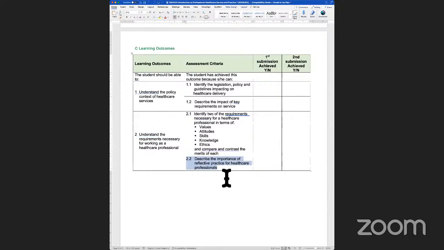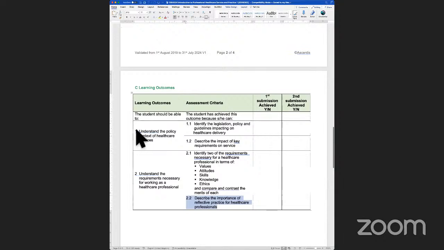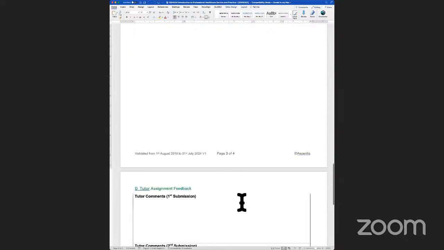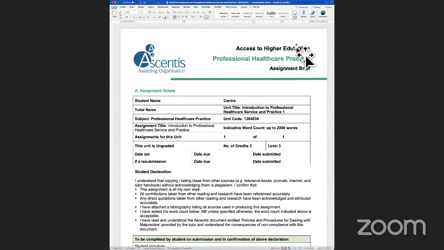And in the last part, we are going to do the third session. So today and tomorrow, we are going to be focused on covering learning outcome 1 today and learning outcome 2 tomorrow. And then next week, we'll be doing the assignment discussion to understand how we need to do the assignment for this particular unit. So this gives you a bit of an introduction to what this unit will entail, which is introduction to professional healthcare service and practice. And we will now get on with understanding learning outcome 1 in a bit more detail.